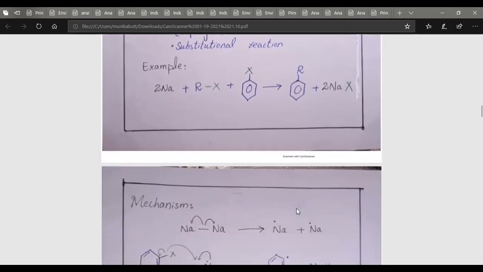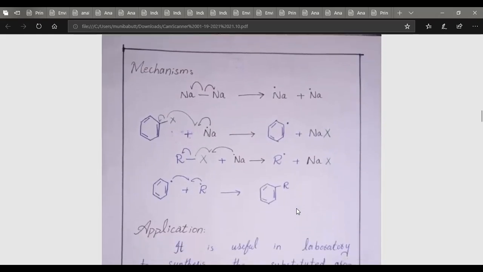Now I move to its mechanism. Its mechanism also involves radical formation. Here homolytic splitting takes place on sodium and radicals are formed. So we take an aryl halide. The homolytic splitting also takes place at this point. The radical of the halide reacts with the radical of sodium to form sodium halide, and this product is formed.